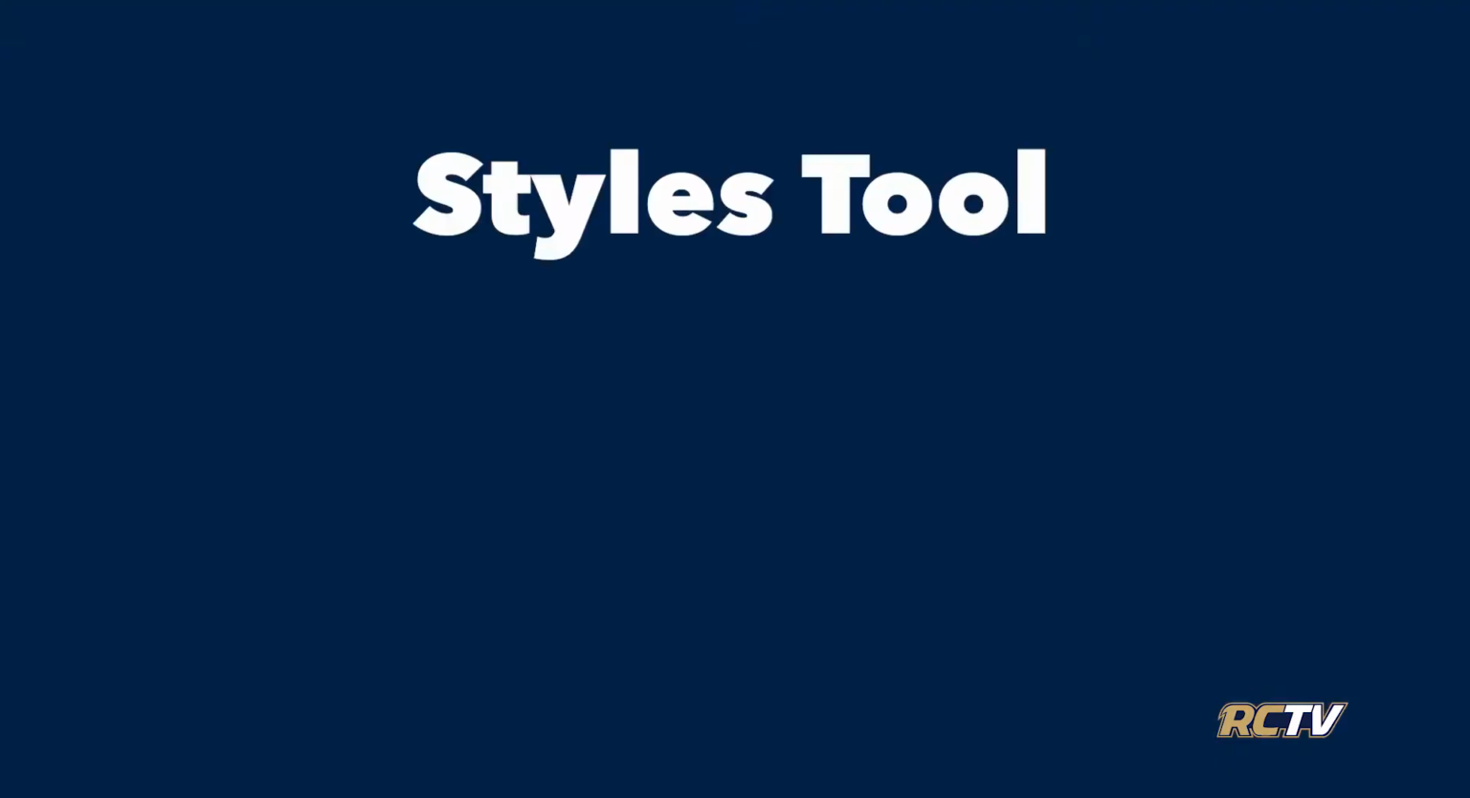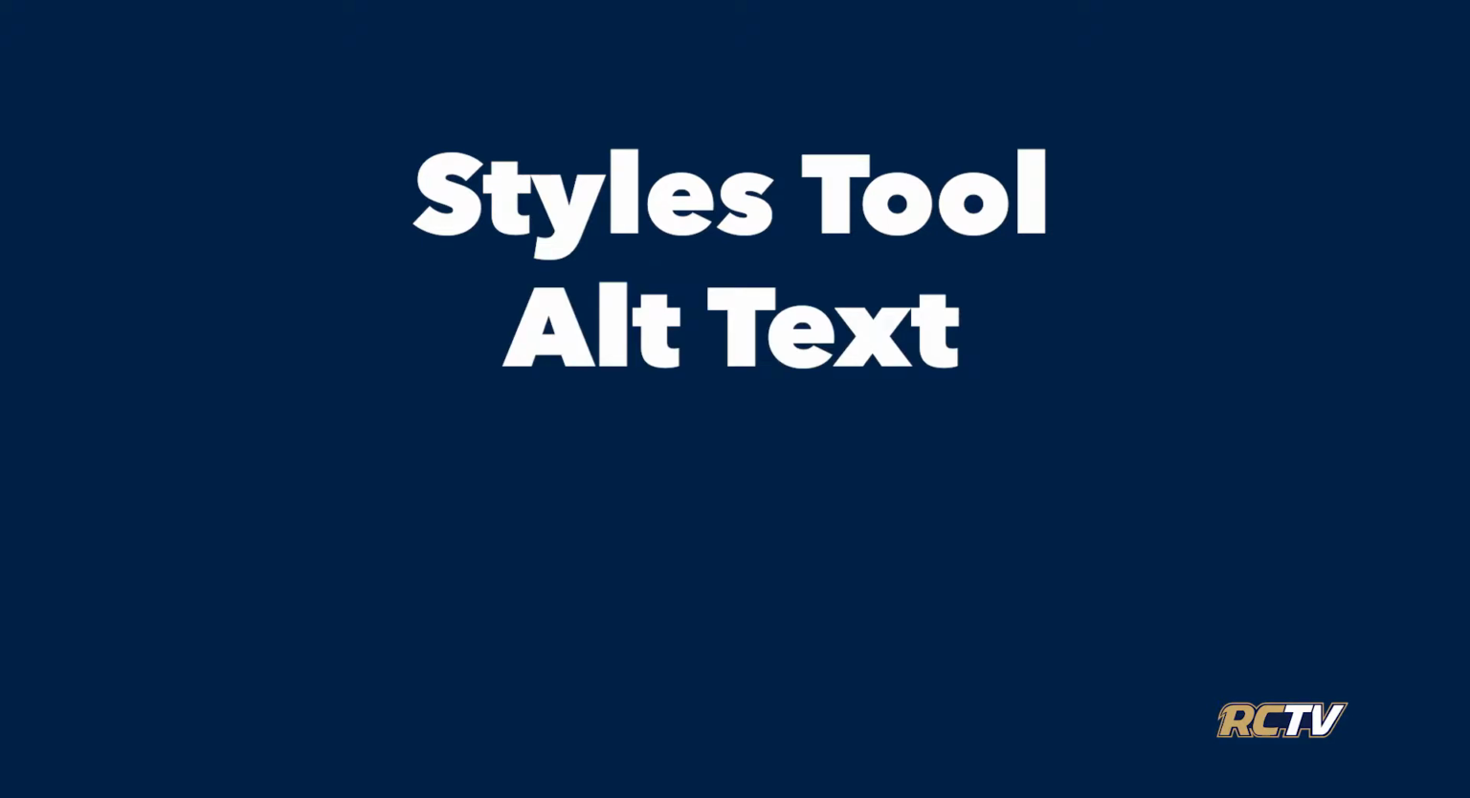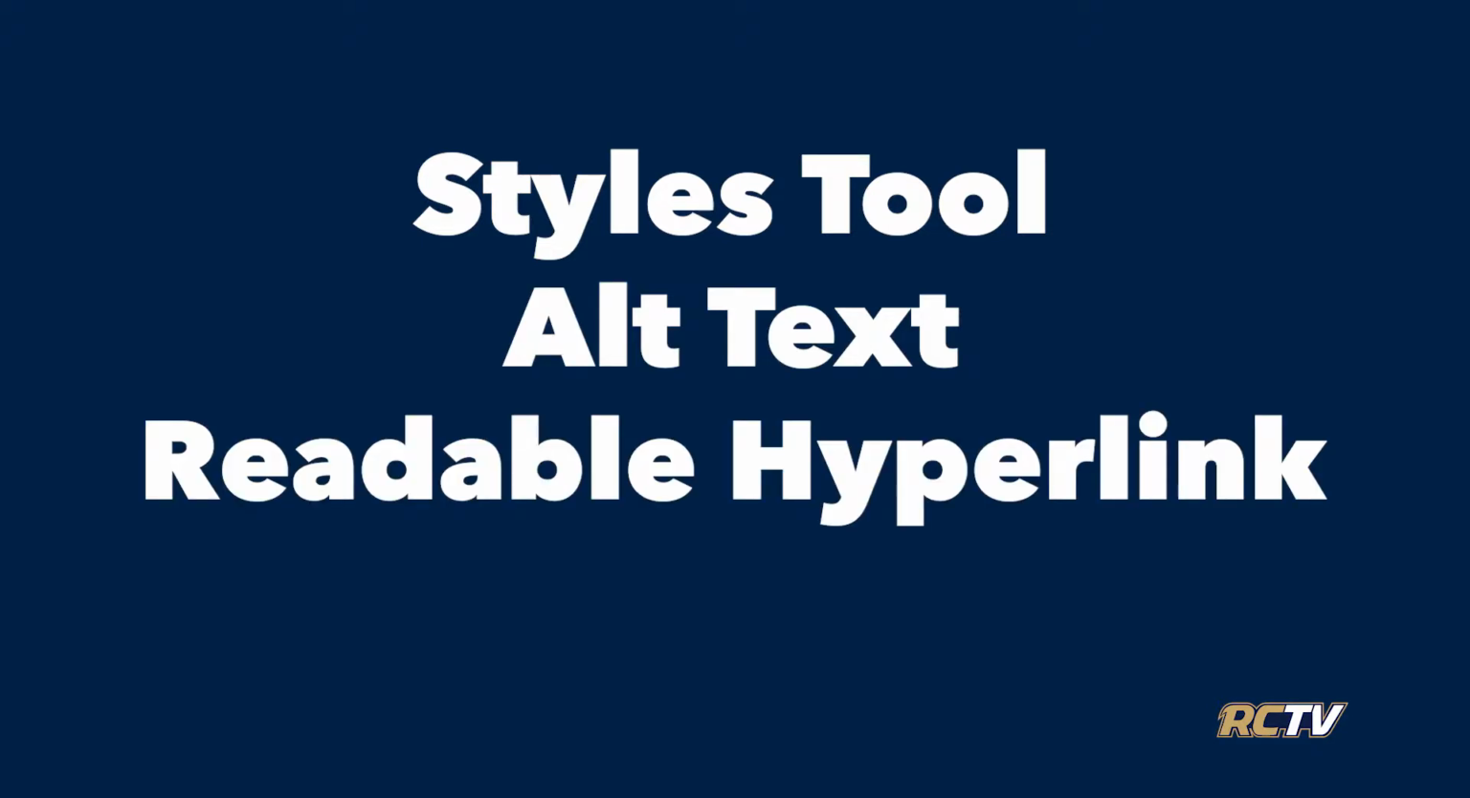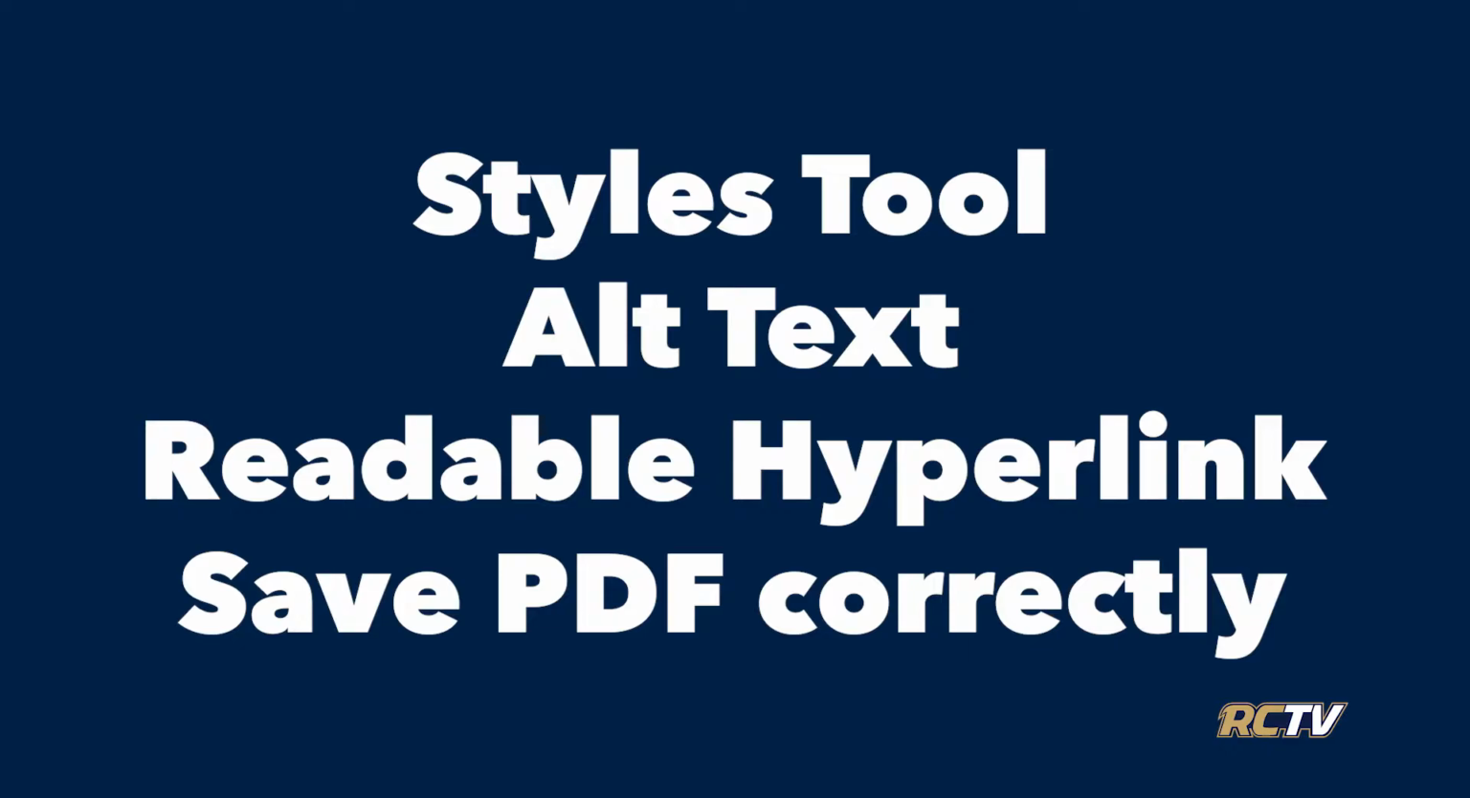In this video, we will learn how to set up a Microsoft document so that the file is accessible prior to saving it as a PDF. We will learn about the Styles tool, create alt text for an image, create a readable hyperlink, and learn how to save a PDF file correctly.